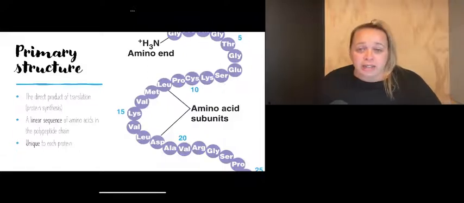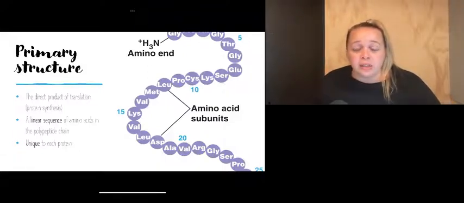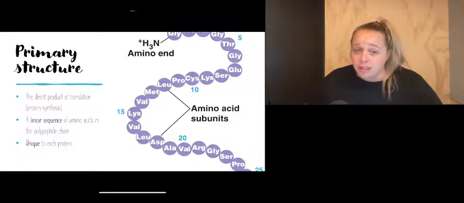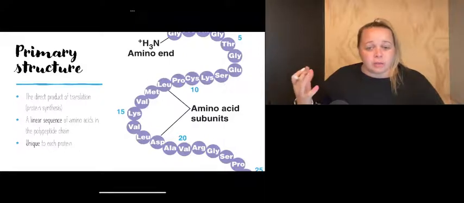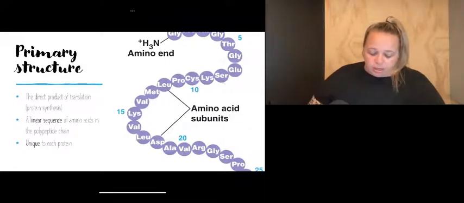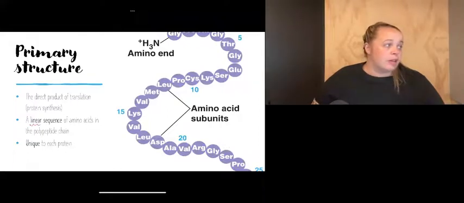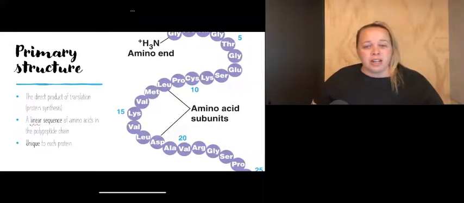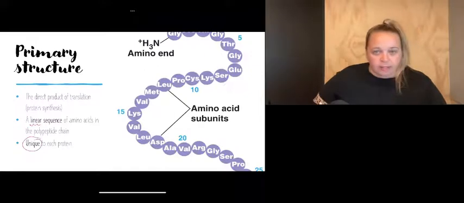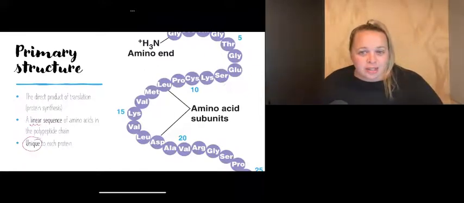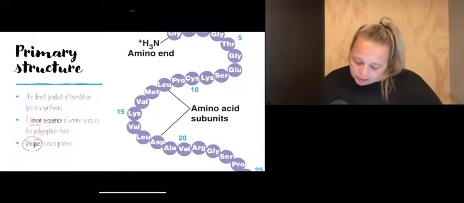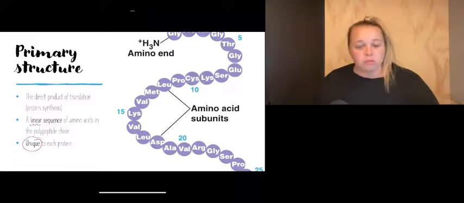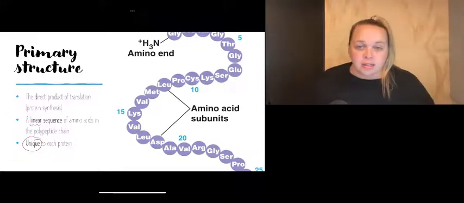Now, it's the direct end product of translation. So go back to the protein synthesis, you make that polypeptide chain, that's what we're talking about. This is the direct product of protein synthesis. It's a linear sequence of amino acids in that polypeptide chain, and it is unique to every protein. So there are 20 different amino acids. You can just imagine how many different combinations you can have. You don't even have to have different ones next to each other. You might even have a whole bunch of threonines right next to each other.